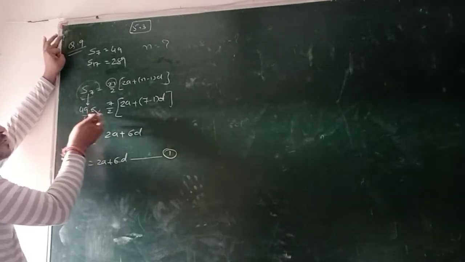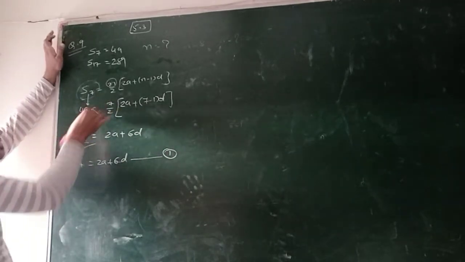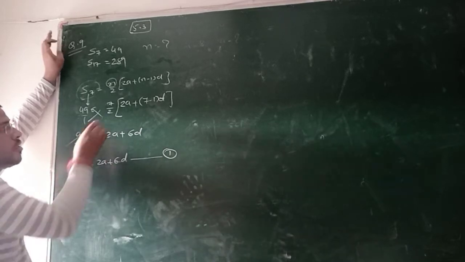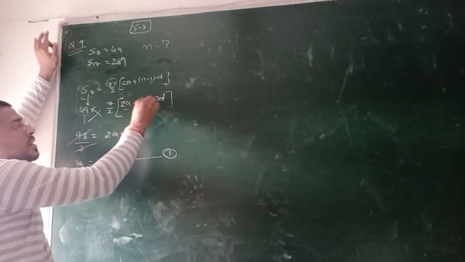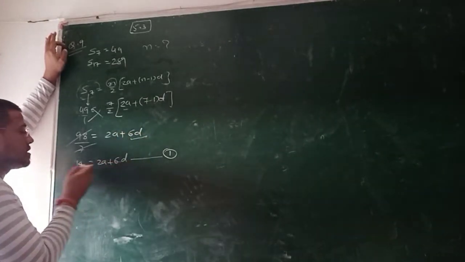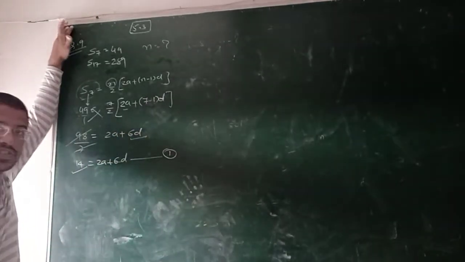So 49 into 2 is 98, and the 7 that goes down will cut, so the value will be 14. On the other hand, 2a plus 7 minus 1 d, it will be 6d. The equation will be 2a plus 6d is equal to 14. This is our very first equation.